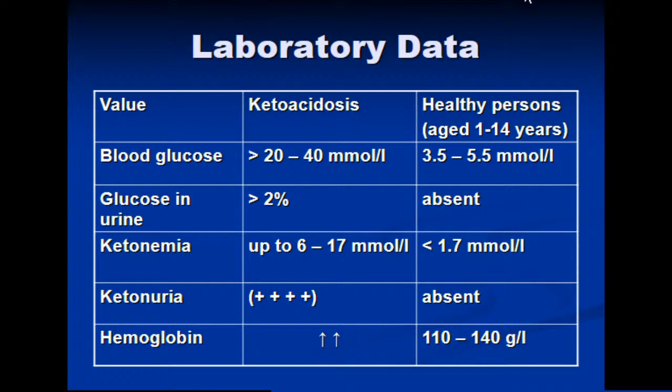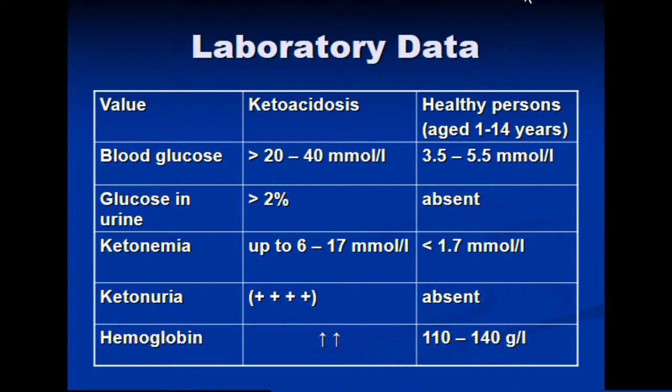Laboratory data: blood glucose more than 20, up to more than 40 millimole per liter, normal level 3.5 to 5.5. Glucose in urine is normally absent, but in ketoacidosis more than 2%. Ketonemia up to 6 to 17 millimole per liter, normal less than 1.7 millimole. Ketonuria, sometimes classes 3 or 4, in normal absent.